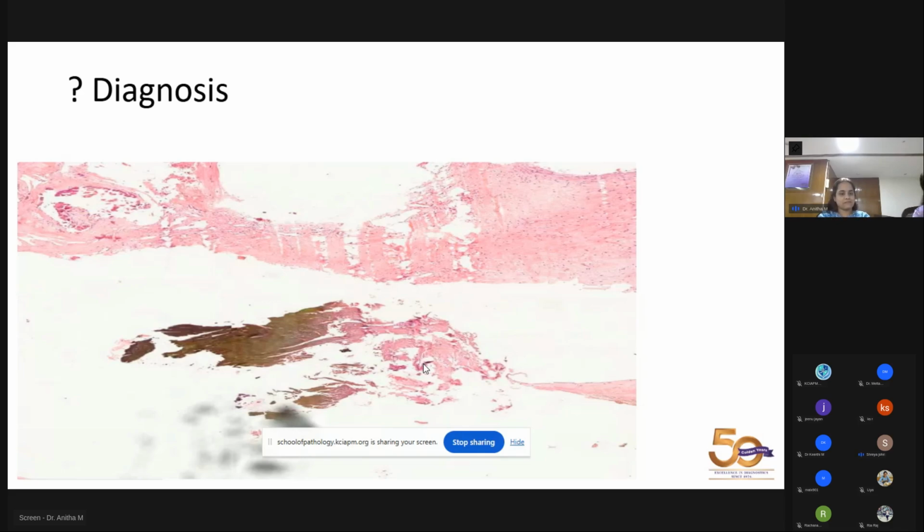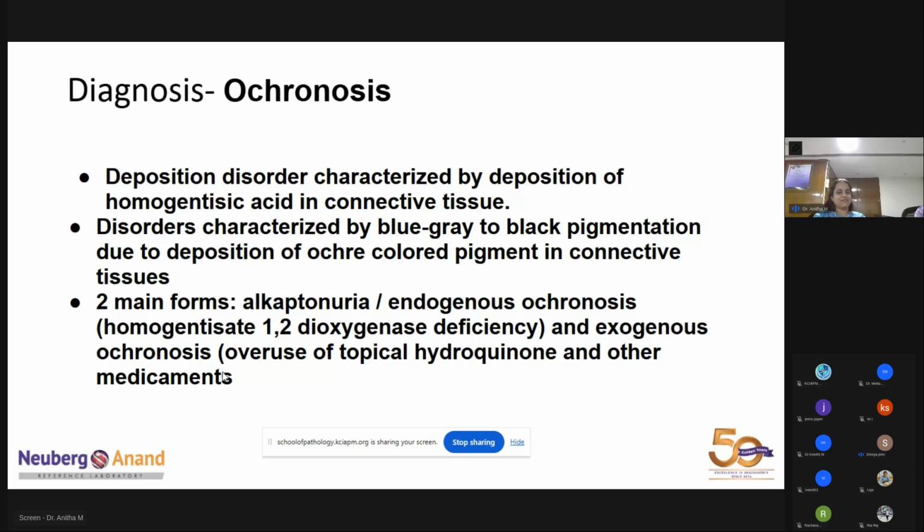On granules. What is the special stain? Ochronosis, that's correct. The special stain which we have used here is methylene blue, which shows blackish discoloration of the deposits. Yes, ma'am. It is a deposition disorder characterized by homogentisic acid in connective tissue, with blue-gray to black pigmentation due to deposition of ochre-colored pigment in connective tissues. It has two main forms: alkaptonuria or endogenous ochronosis, because of the deficiency of the enzyme homogentisate 1,2-dioxygenase, and exogenous ochronosis because of overuse of topical hydroquinone or other medicaments.